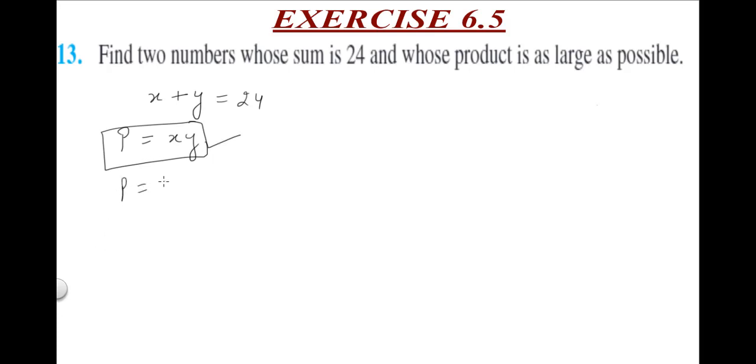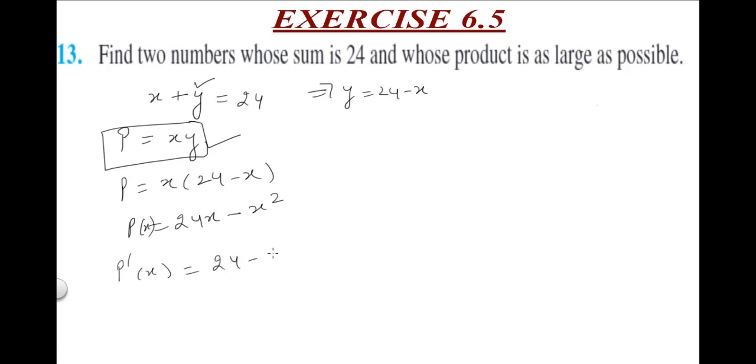Now product equals x multiplied with what we can place instead of y, 24 minus x, so that the function is there only in one variable. 24 minus x, this can be written as 24x minus x square. So let us differentiate. This is a function of x now. So p dash x will be 24 minus 2x. Equating it to 0, we get 24 equal to 2x and x is equal to 12.